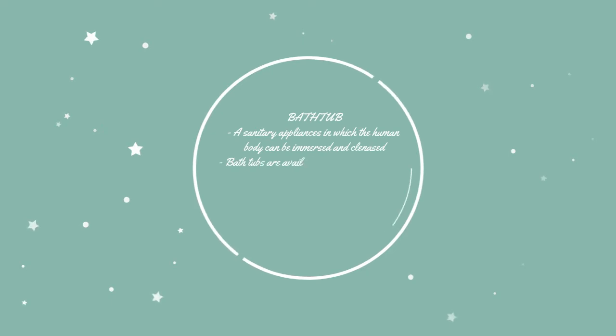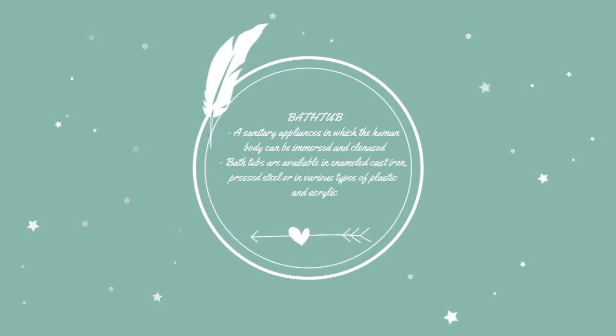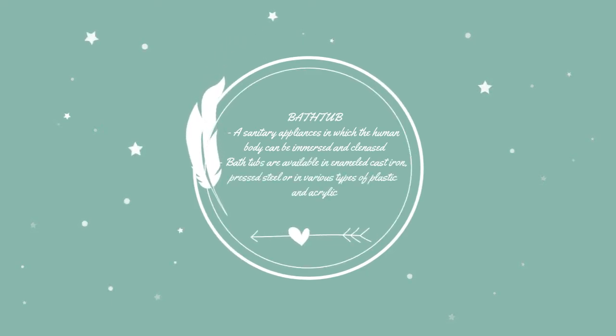And the last item provided in the building for waste appliance is the bathtub. The type of bathtub is actually a whirlpool tub, but before that, I will explain what a bathtub is. A sanitary appliance in which the human body can be immersed and cleansed. Bathtubs are available in enamel cast iron, pressed steel, or in various types of plastic and acrylics. A bathtub should be fixed as low as possible to assist getting in and out.